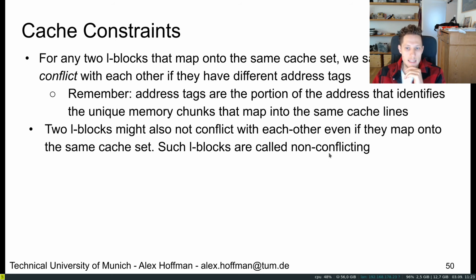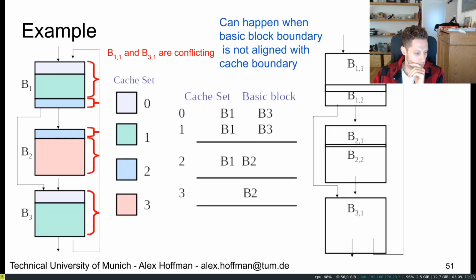We might see this in an example, but you have to think about it logically: an L block won't always start at the beginning of a cache line, and it might not always end at the end of a cache line. If two L blocks start and end such that they both fit onto the same cache line, then they might not conflict with each other. This is an ideal case, which we'll see.